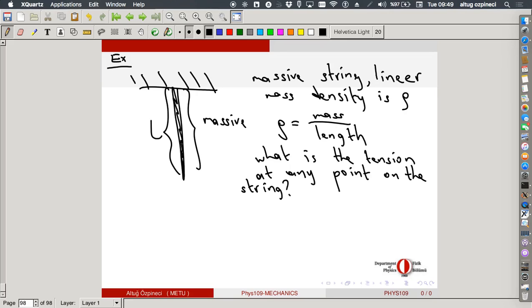Weight. Equal to weight. Weight of what? Weight of the string. Okay, so there is one answer. Tension is equal to weight, which is equal to mg. By the way, what is m? There is no such parameter in the question. So it's equal to rho Lg. The length.